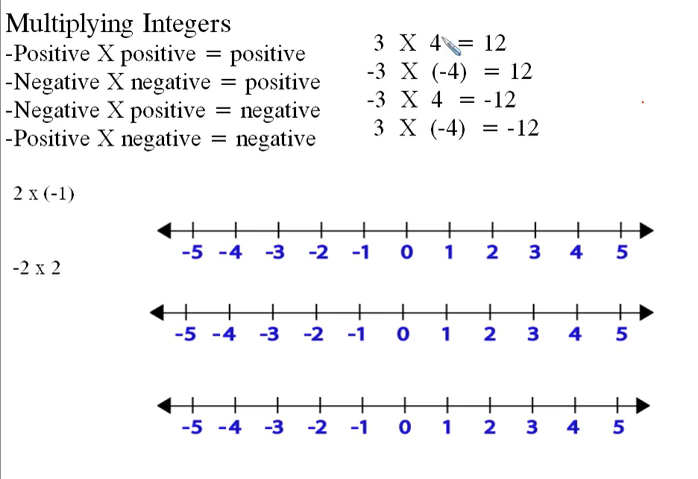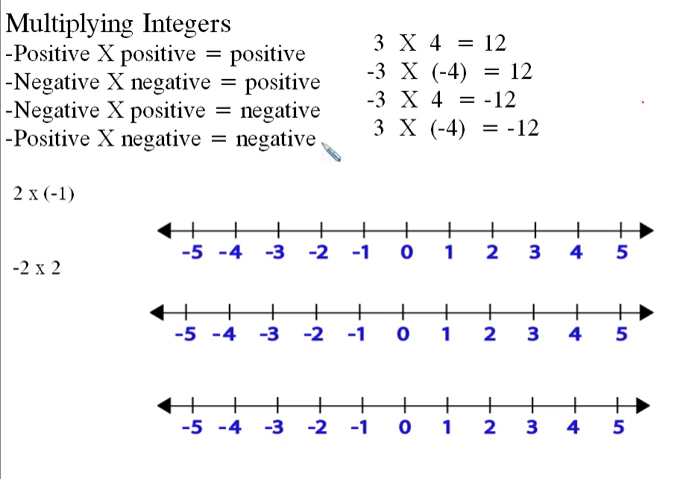So 3 times 4 equals 12. Now negative times a negative, that's going to give you a positive number. Negative 3 times negative 4 is equal to 12. Negative times a positive is negative. Negative 3 times 4 is equal to negative 12. And positive times a negative is equal to negative. So 3 times negative 4 is equal to negative 12.